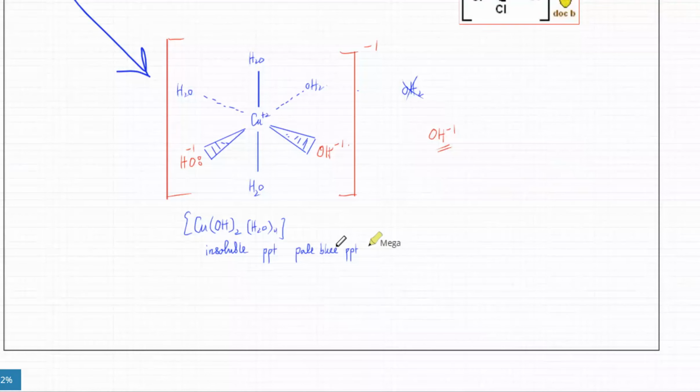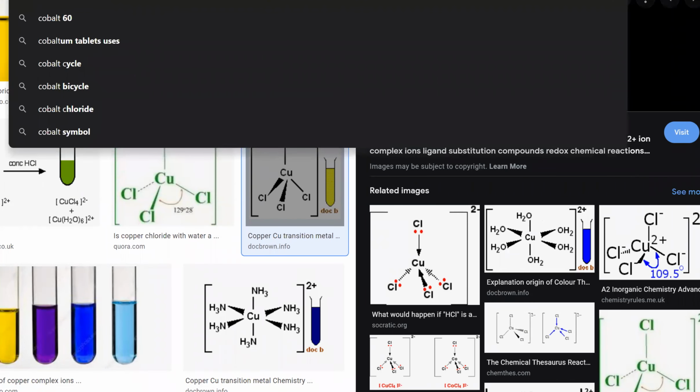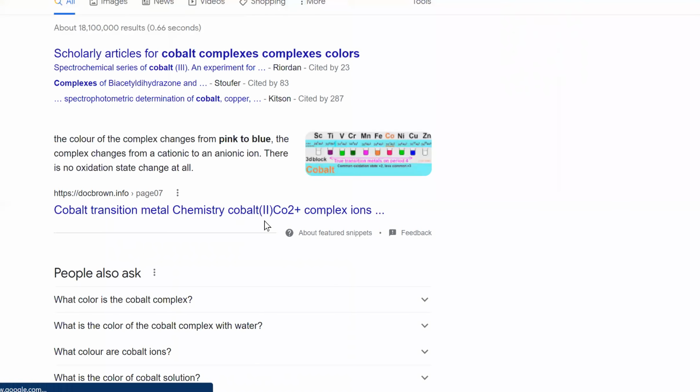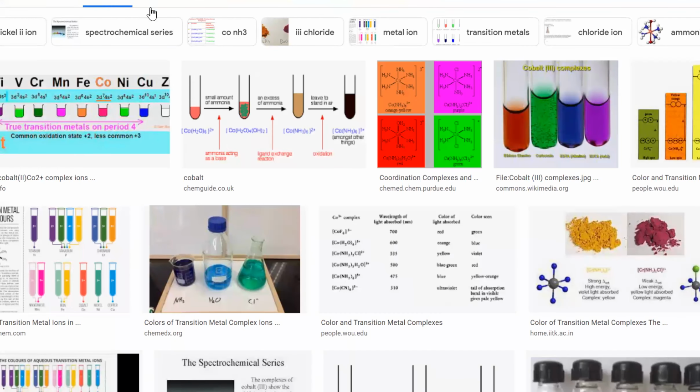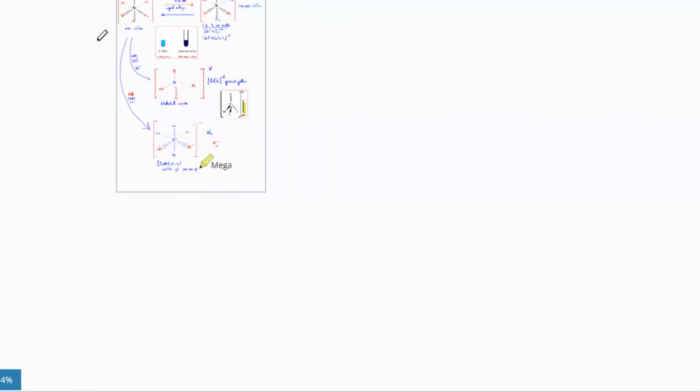So you got to remember all these colors for copper, and cobalt has exactly the same complexes. So you got to remember those as well. So I'll just copy cobalt's colors, and they're exactly the same. Just a second. Sorry, let's just copy. So cobalt is going to have exactly the same complex, just remove copper and replace it with cobalt. The colors would all be different.